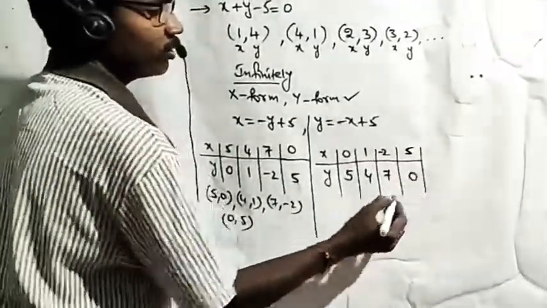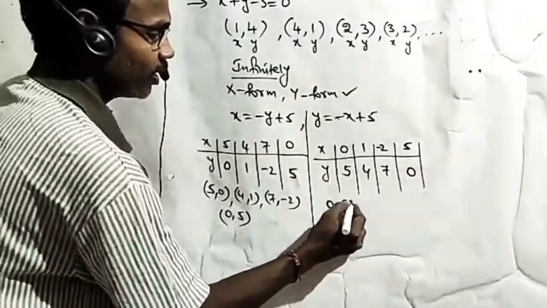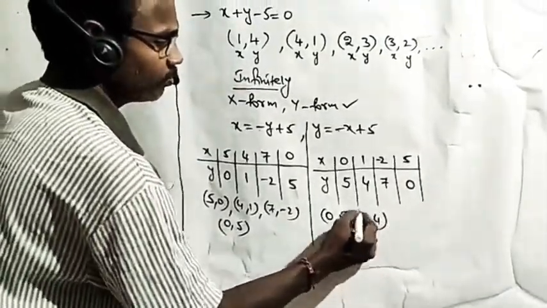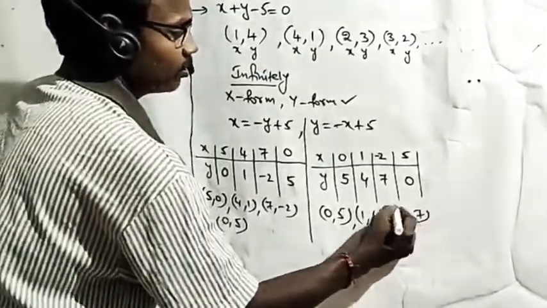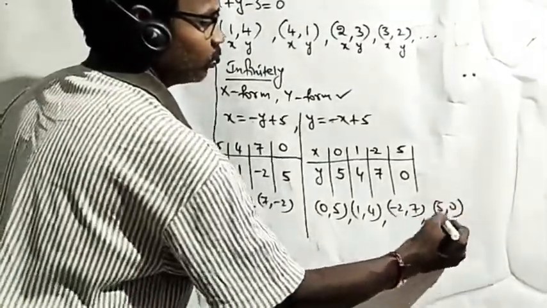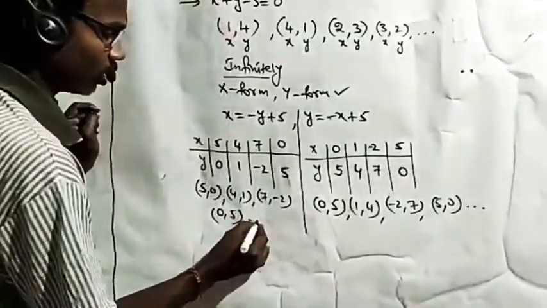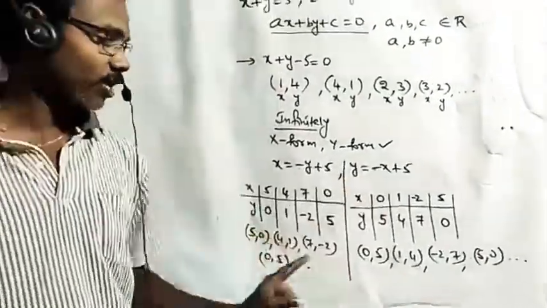Minus 5 plus 5 what? 0. What are the values here? 0, 5. 1, 4. Minus 2, 7. 5 comma 0. So on. Here also so on. So in this way you can find out the solutions.